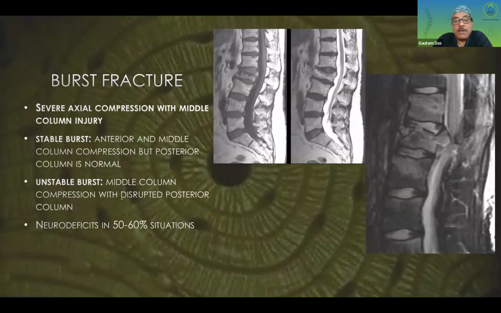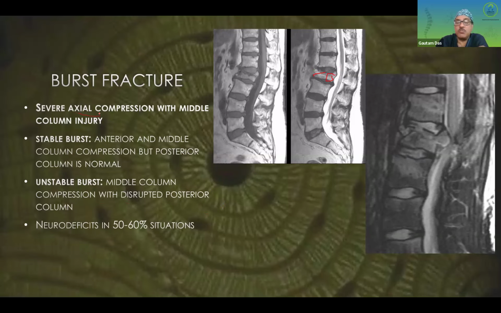Then burst fracture. What is a burst fracture? It is a middle column fracture. And as I told you, a middle column fracture alone is not possible. So either there will be an anterior column fracture or there will be a posterior column fracture. When it occurs, it is normally due to severe axial load. Again, these are more common in the osteoporotic individual.